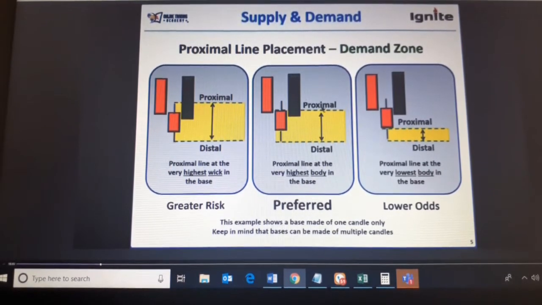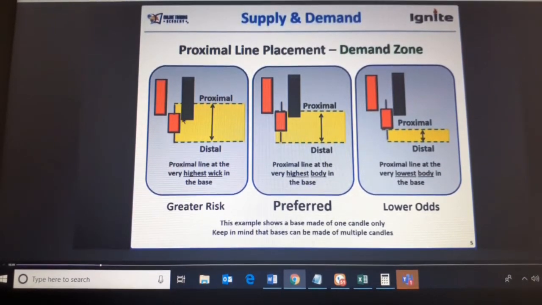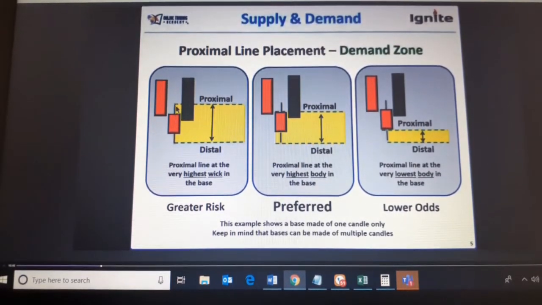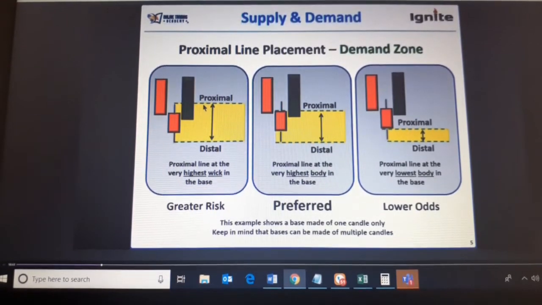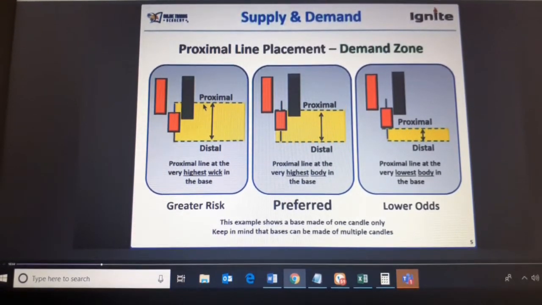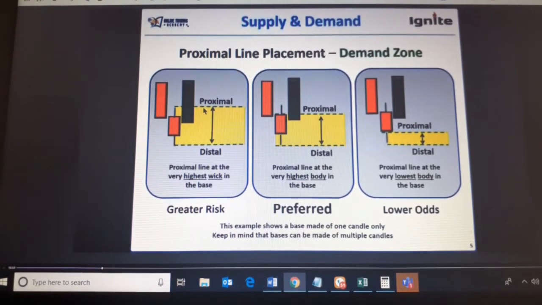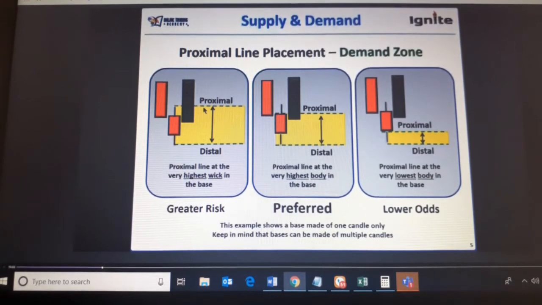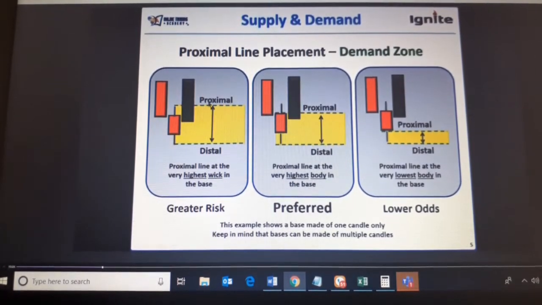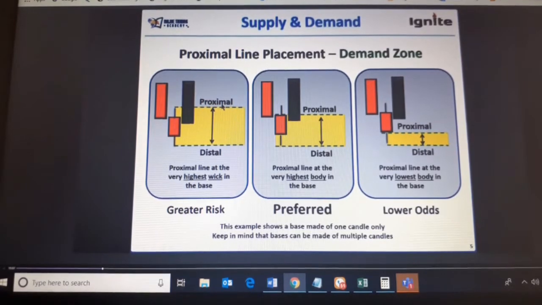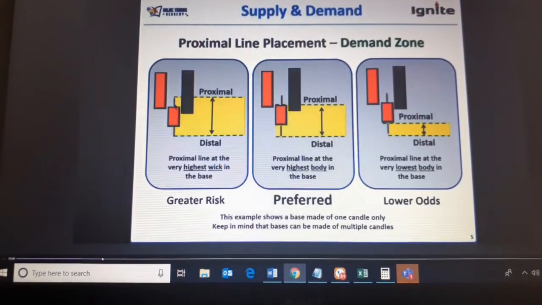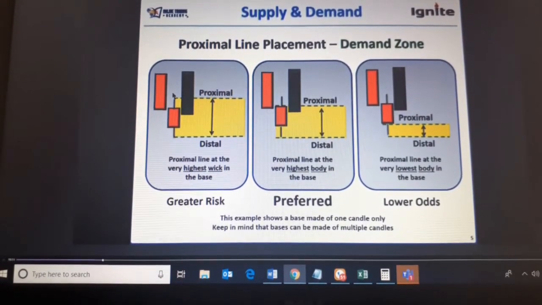What did you not get? So first is drawing your proximal line at the very highest wick in the base. So whichever wick is the highest in the base, there you have to draw the proximal line. Which is the proximal line? Closer to your current market price. So is this line closer to the current market price? So we are drawing at the very highest wick in the base.